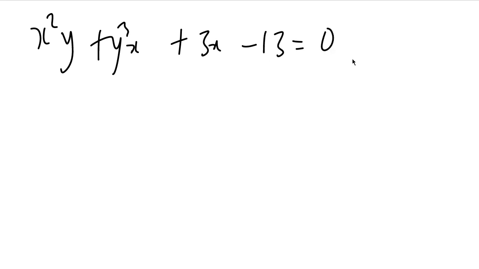So what I just explained, I want you to also go further to be able to solve a question like this. So let's say you are given this equation, x squared y plus y cubed x plus 3x negative 13 equal to 0. So if you look at this carefully, this is the equation of a curve, and you're asked to determine the equation of the tangent to the curve at 1, 2. This is the xo, this is the yo.